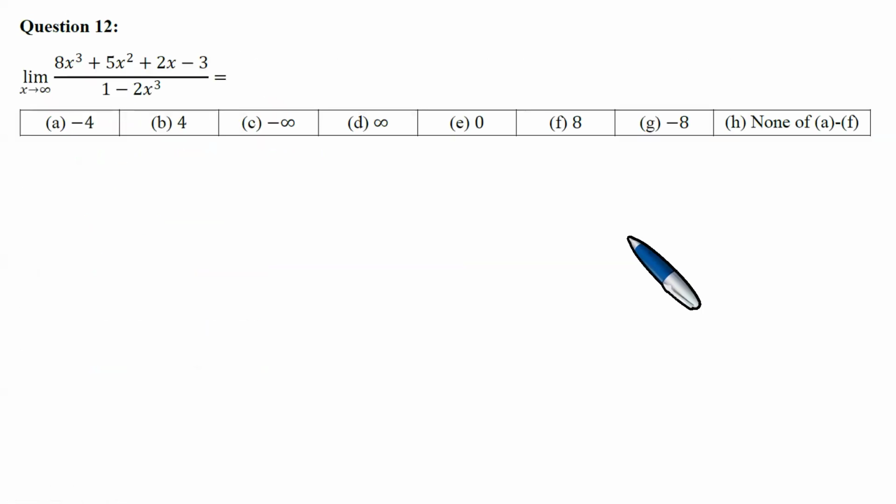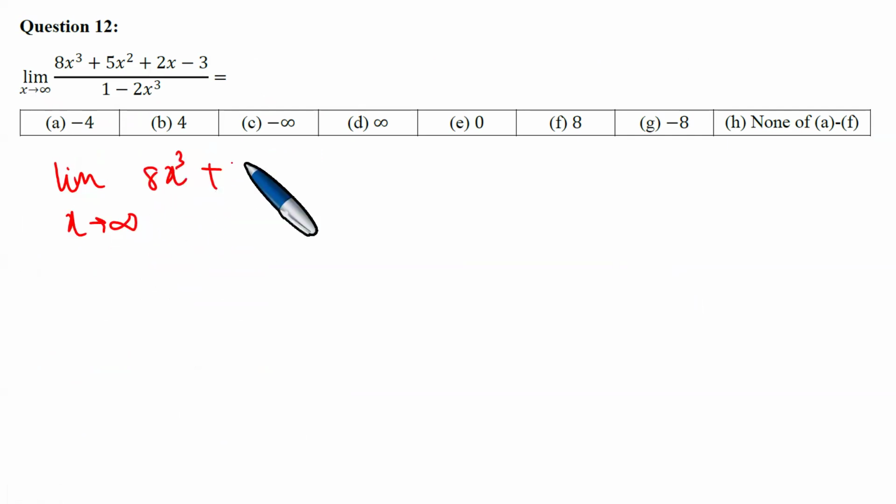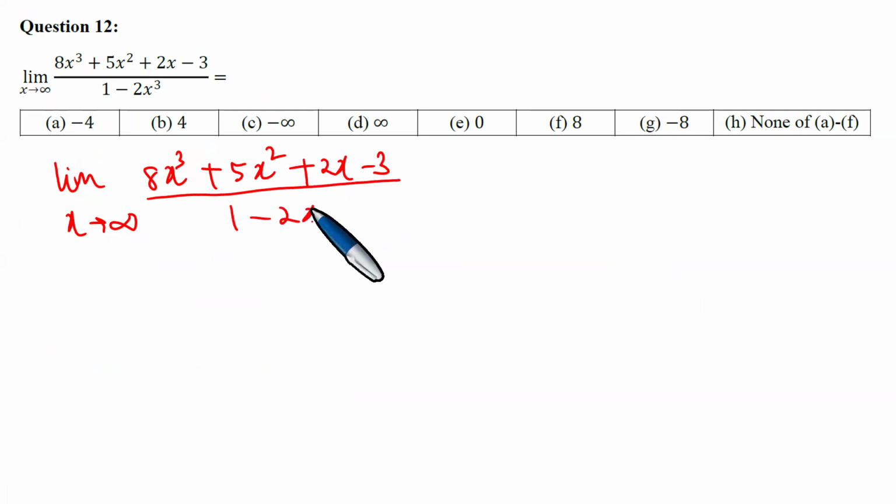Right, I'm giving you a minute to try this particular limit question. In this limit question, you have the limit as x approaches infinity of 8x cubed minus 5x squared plus 2x minus 3 over 1 minus 2x cubed.